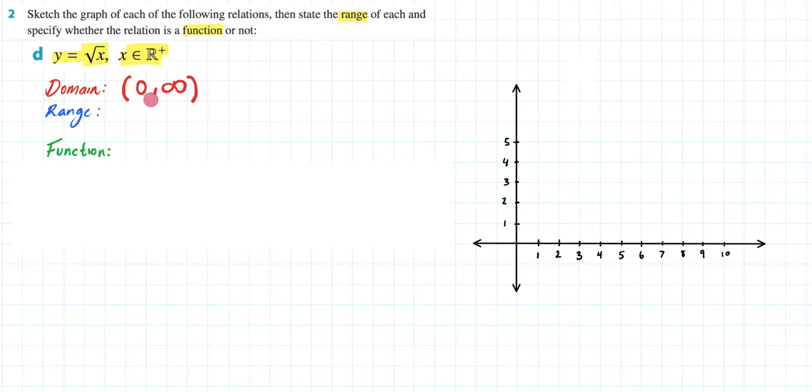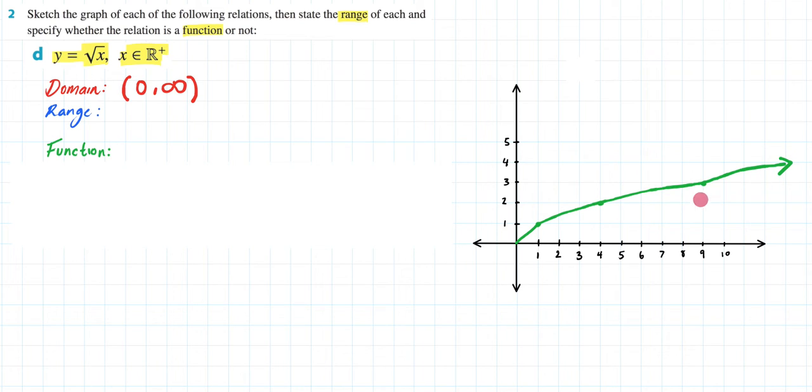And it's very important that we realize that when it says all my real positive numbers, that doesn't include 0. If it did include 0, they would say the union of 0. But because they haven't, I don't include 0. So now I can sketch it. So when I put 1 in, I'll get 1 out. When I put 4 in, I'll get 2 out. When I put 9 in, I'll get 3 out. So it's going to look like this.